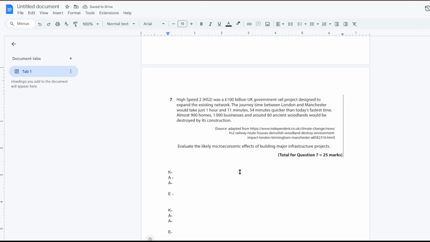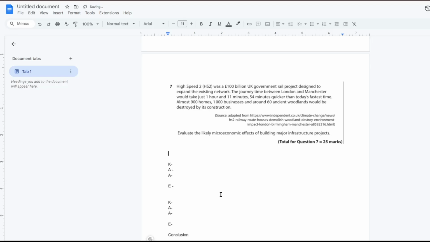And generally also I'll do a couple of sentences of introduction, right? Normally some definitions if those are relevant. Here, major infrastructure projects, nothing super leaping to mind for me in terms of definitions. So what are the major microeconomic effects? I want one positive and one negative, right? So one positive, we're going to go with lowering business costs.